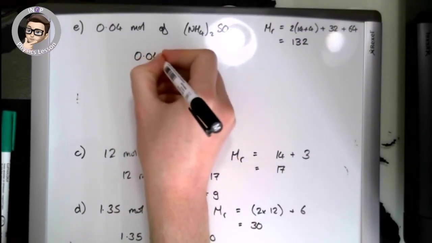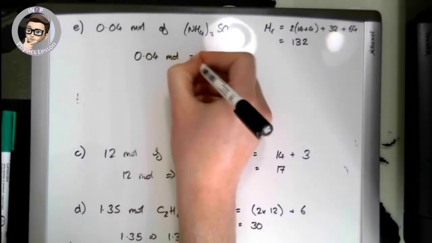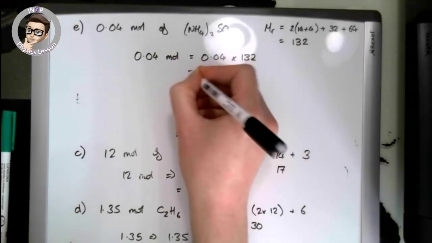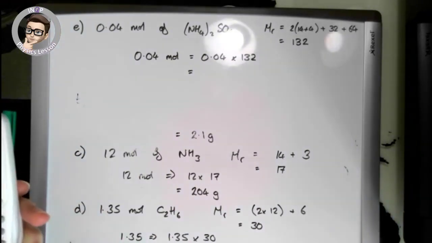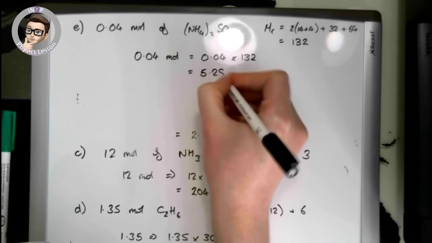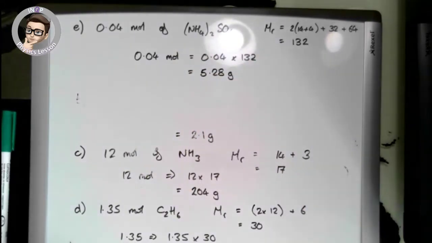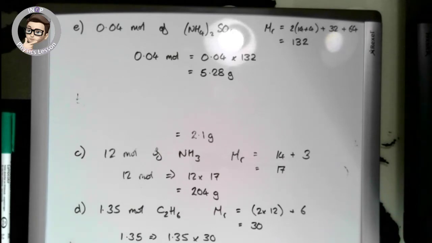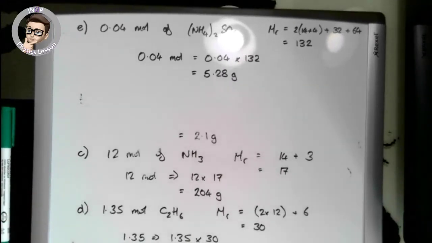So 0.04 mole is going to be 0.04 multiplied by 132, which is going to give me an answer of 5.28 grams. Okay, go through, check you've got all of those correct. If you haven't, make sure you fix them with green pen. And we'll go on to the next little topic, which is counting the number of atoms. And we're going to need to be able to use our EXP button on our calculator to do so.